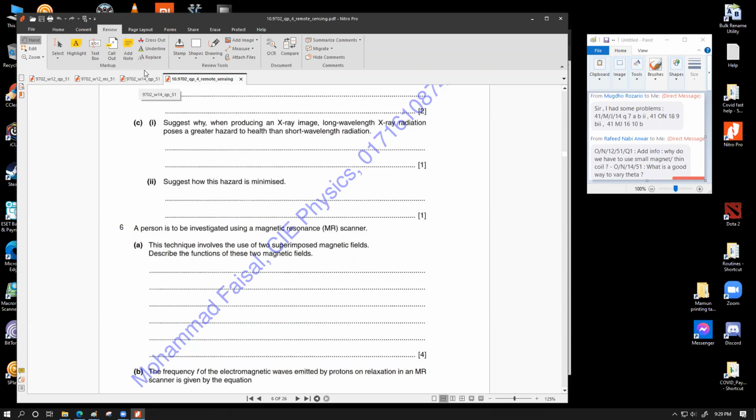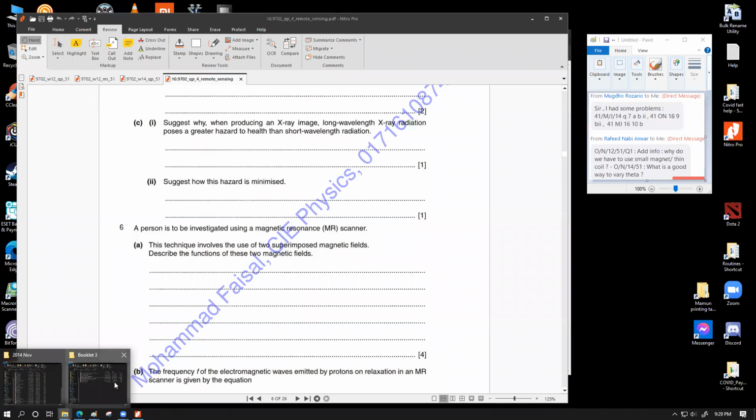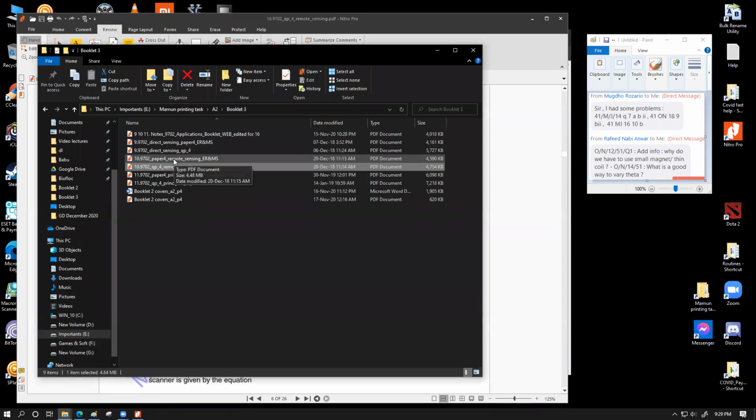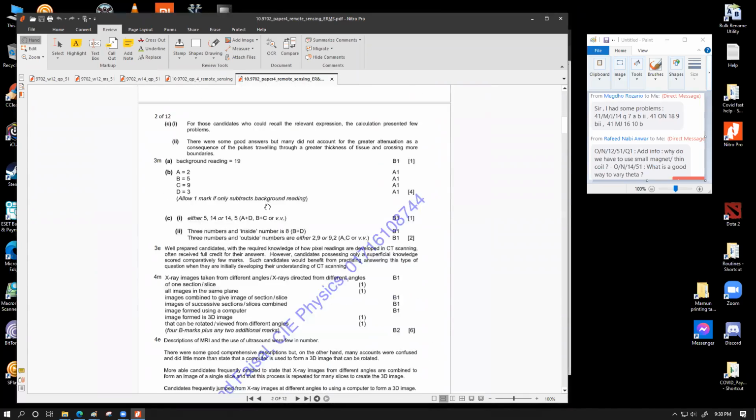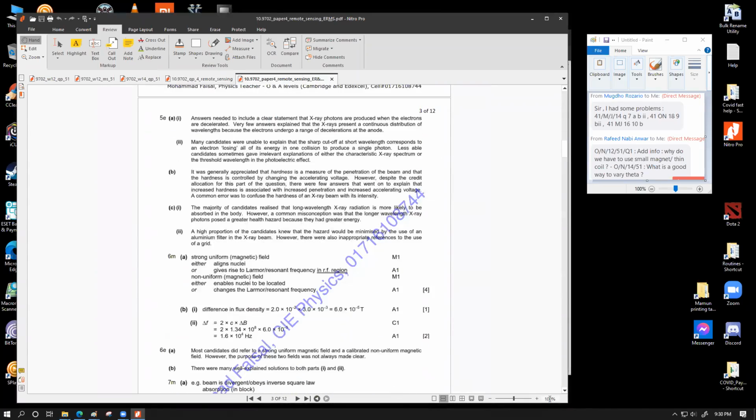Okay. Should I see the mark scheme? I can actually see the mark scheme. We have time, so why not? Just to find out what the examiners had to say about this question. Number 6.